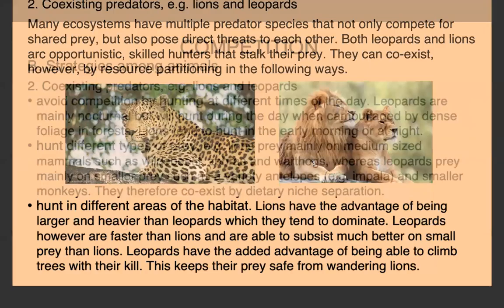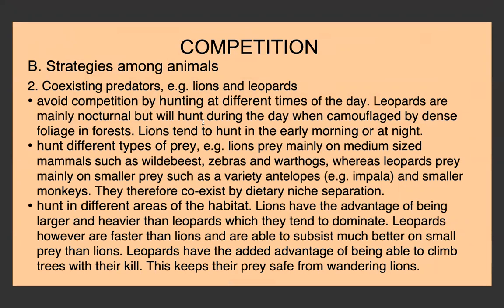So some of the strategies for that would be to hunt at different times of day. Leopards usually hunt at night, and lions often hunt in the early morning or at night. So they might both hunt at night, but then they'd use these other types of resource partitioning strategies. Things like cheetah prefer to hunt during the day. They will hunt at night, but they usually hunt during the day, whereas leopards hunt at night, which allows them to avoid competition in that way.